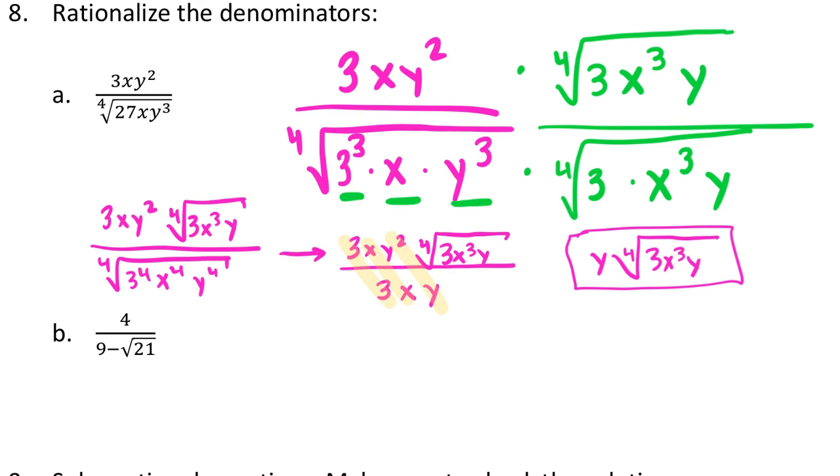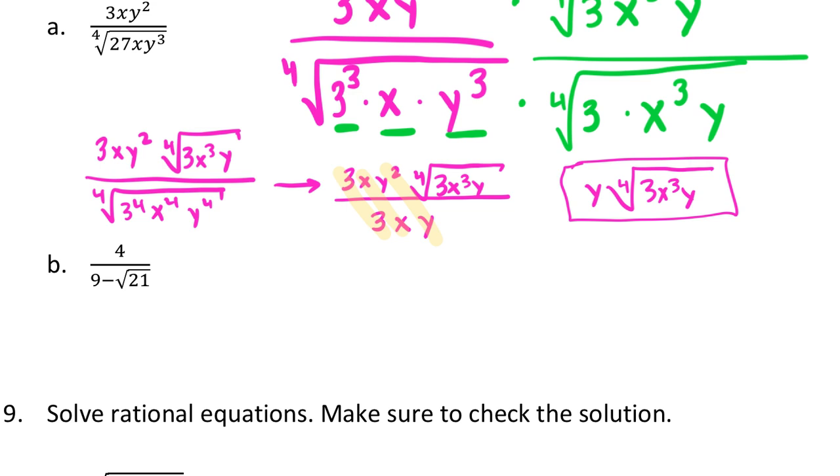Okay, the next one, b here, we want to also rationalize this denominator. Okay, we need to make sure we have no square roots in our denominator. So I'm going to multiply the top and bottom by the conjugate of my denominator. Well, the conjugate, and be very careful with this, is 9 plus the square root of 21.